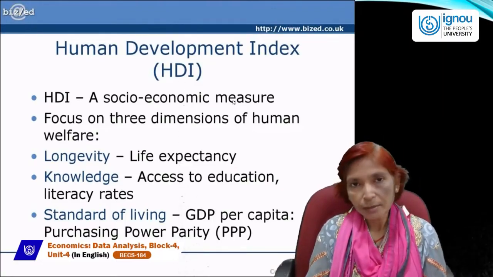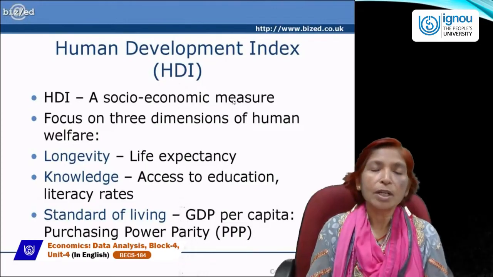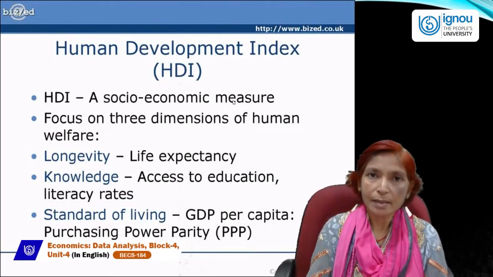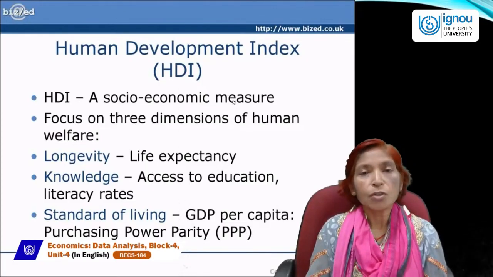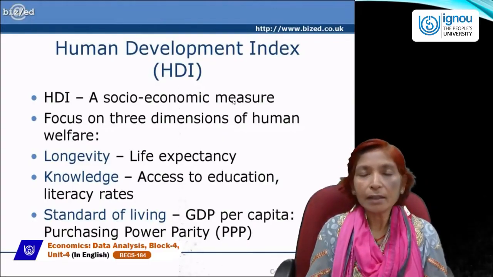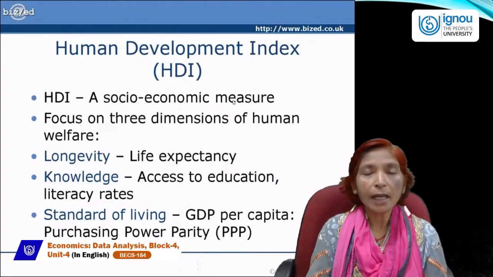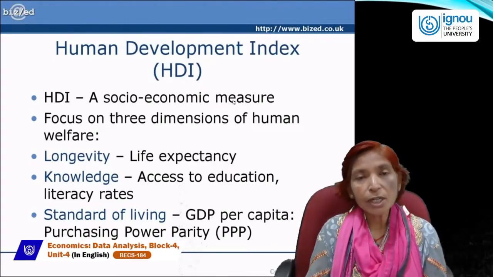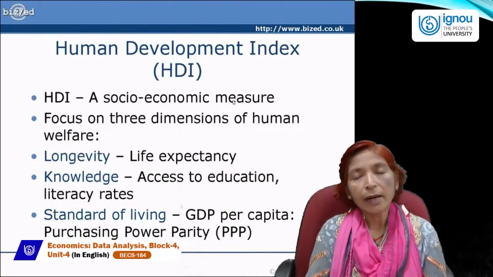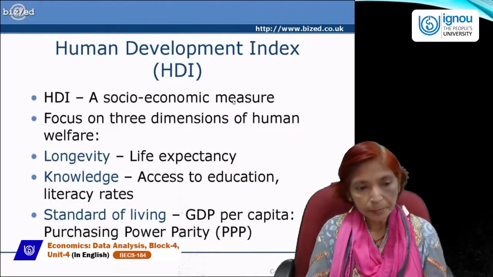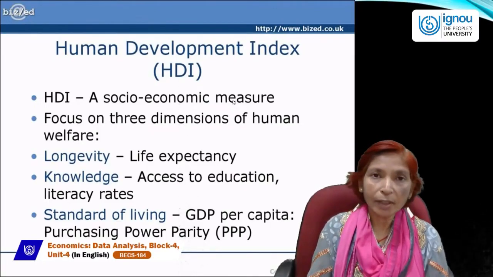Next is knowledge, meaning access to education or literacy rates. If the education level of any country is very high, the rank of the country will be higher in HDI. And if the education level or literacy rate is lower in a developing or underdeveloped country, their rank will also be lower. Next is the standard of living.